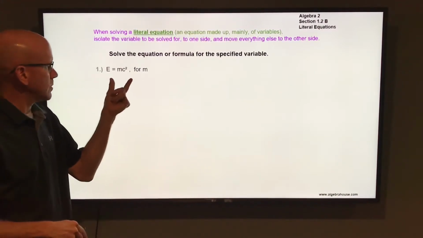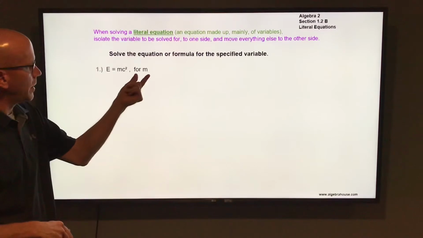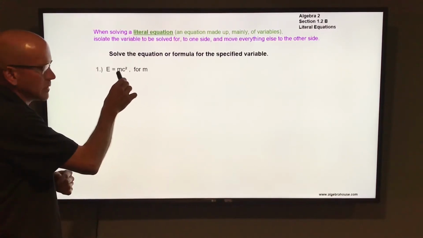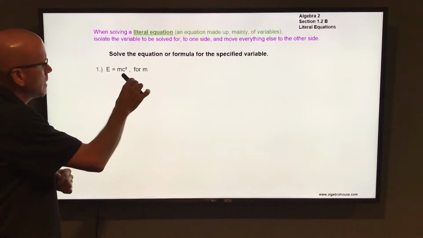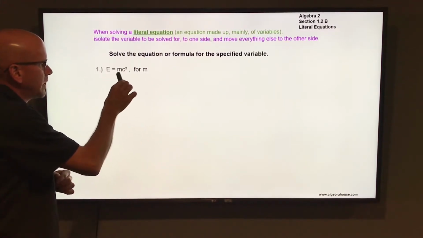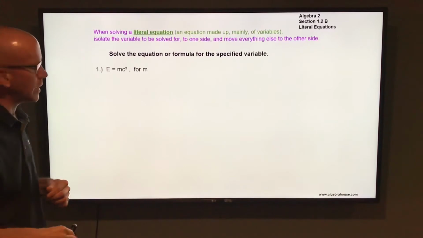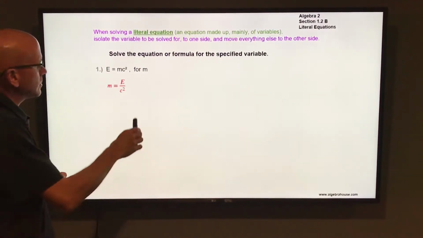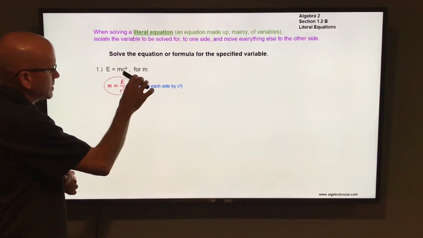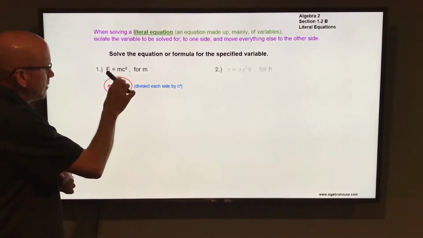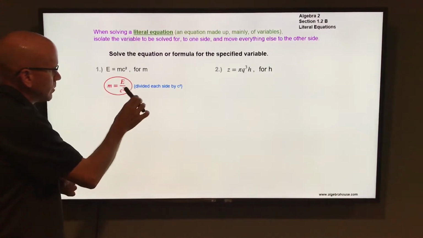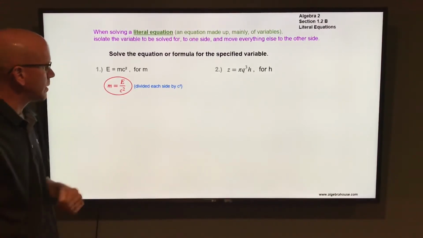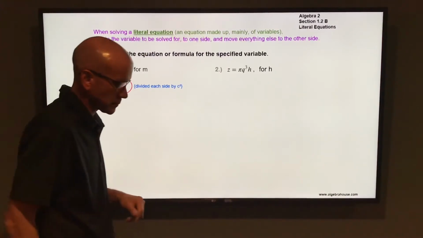We'll start with this one, e equals mc squared. We're going to solve this for m. So to solve this for m, we need to get the m by itself. Well, we have a c squared attached to the m with multiplication. So to move that c squared to the other side, undo that multiplication that's there right now by dividing each side by c squared. So if you divide mc squared by c squared, that will be m. And on the other side, e divided by c squared, that is just e over c squared. So we do end up with m is equal to e over c squared.